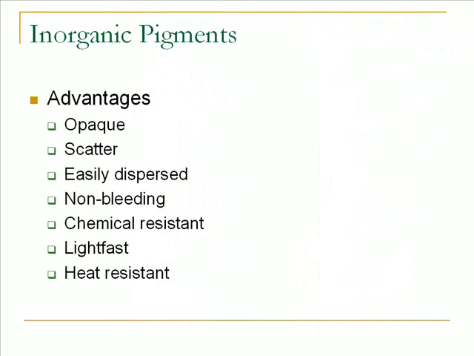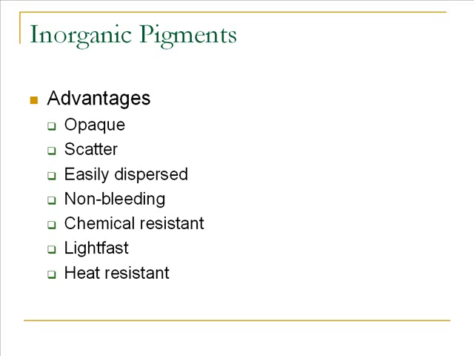Since they have the larger particle size, they tend not to bleed and not to come out of the plastic. Generally chemical resistant, light fast, and heat resistant. Inorganic pigments are generally made in a high heat process. Since they're calcined, at maybe 1200 degrees Fahrenheit, if you put them in a plastic process that's 600 degrees, generally isn't going to hurt them, whereas a lot of organic colorants might not be able to handle it. Generally, they're not very reactive.